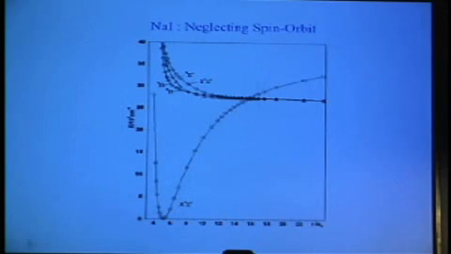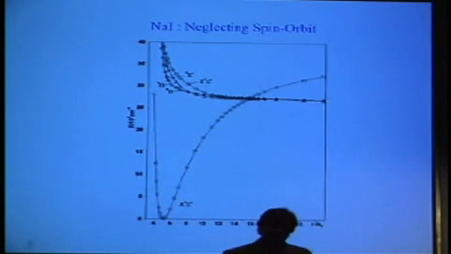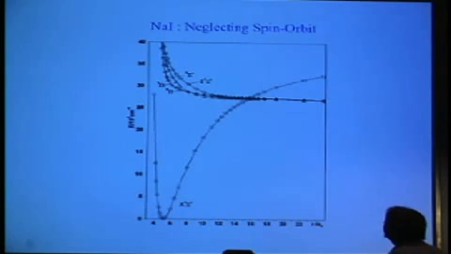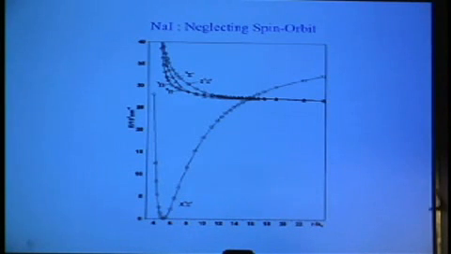Okay. When you go to a more realistic, another system in which the experimentalists are actually willing to put the stuff in their apparatus, sodium iodide, things get much more complicated, or at least a little bit more complicated, because of spin-orbit interaction. Now, this is a calculation of the Born-Oppenheimer potential curves without the spin-orbit interaction included, and you see it looks rather similar to lithium fluoride.